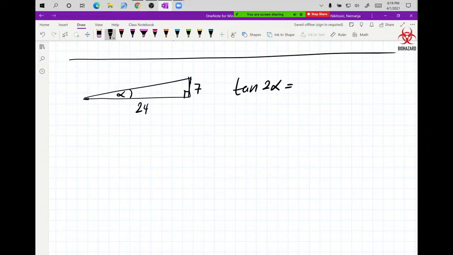All right. So what is the measure of the third side that is missing?